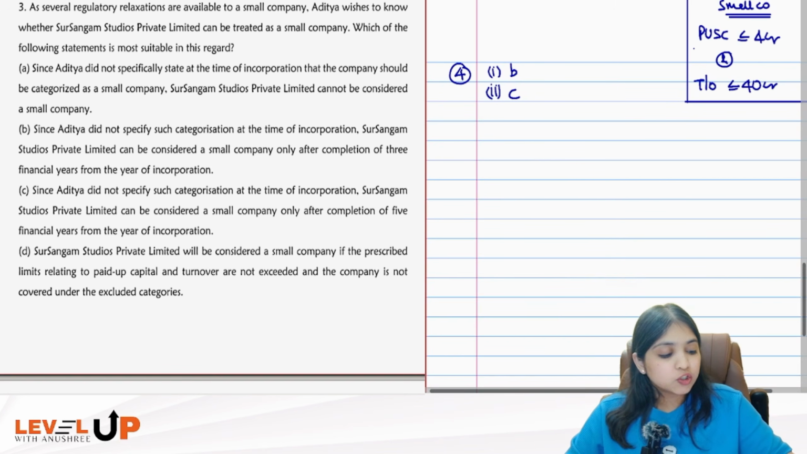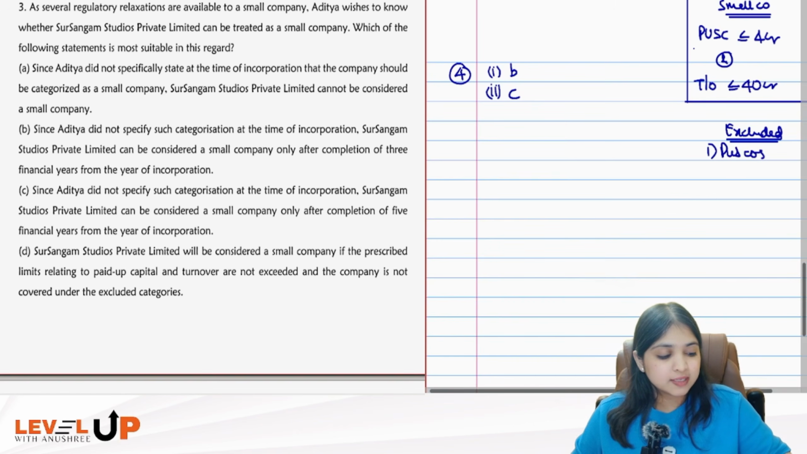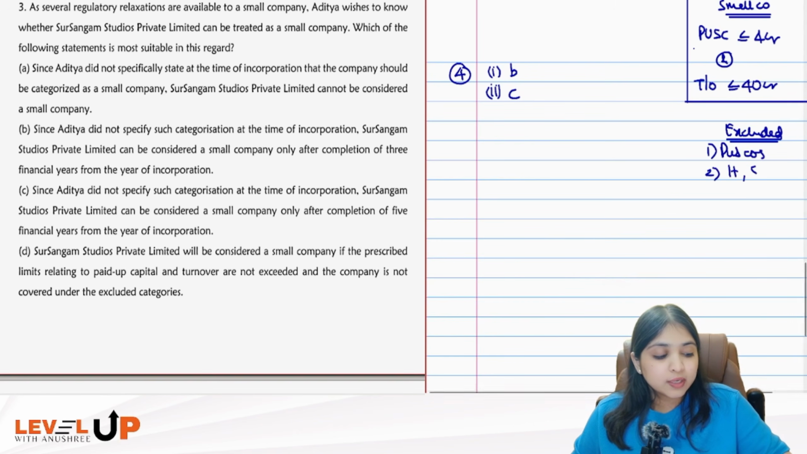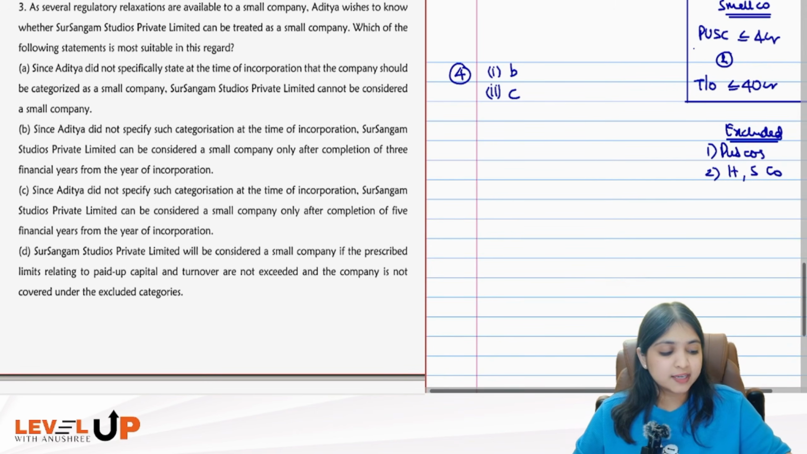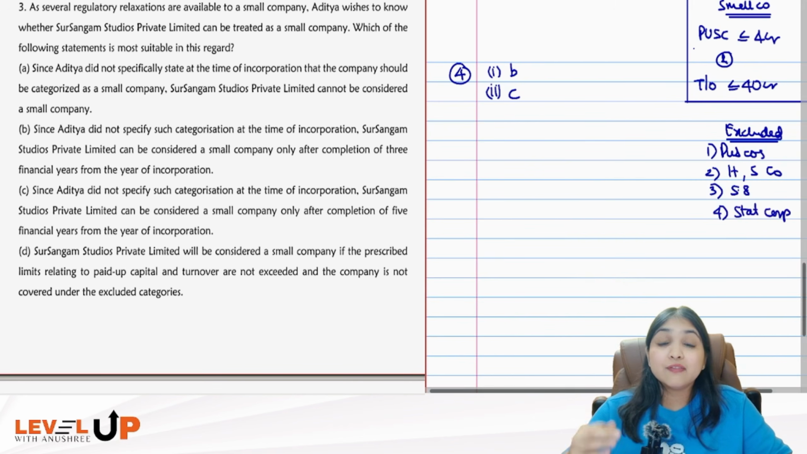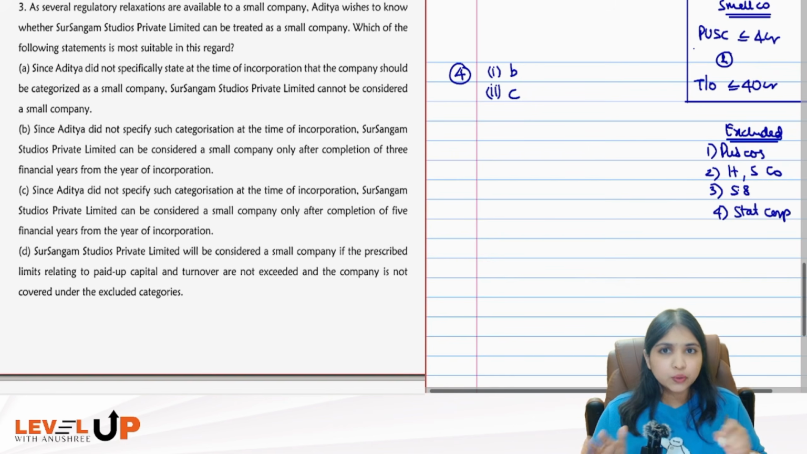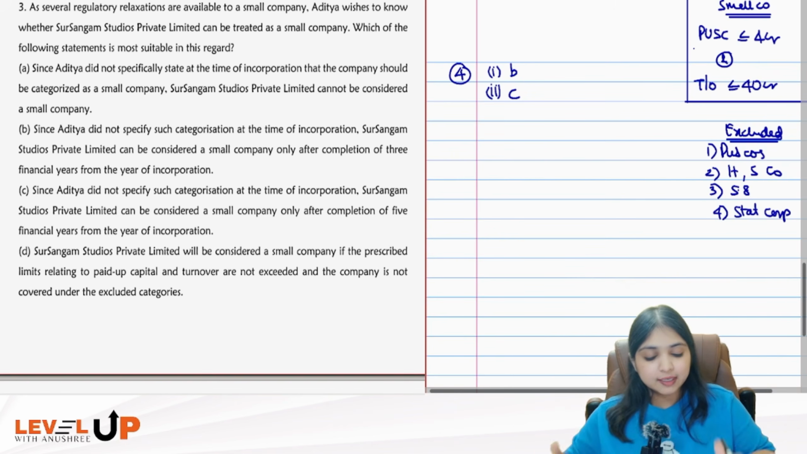Okay. Then we also have the list of exclusions. We have the list of excluded companies which will not be small companies. Like number 1, public companies. They will not be considered as small companies. Number 2, holding companies, subsidiary companies. Even if they fulfill this criteria, they will never be considered as small companies. Then number 3, Section 8 companies, and number 4, statutory corporations. These entities, even if they fulfill these conditions, are excluded companies. They will not be considered as small companies. Keep this in your mind and come to the question.